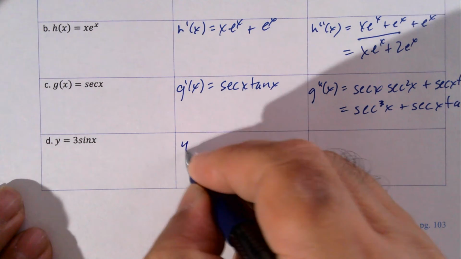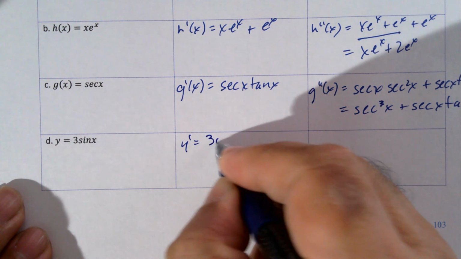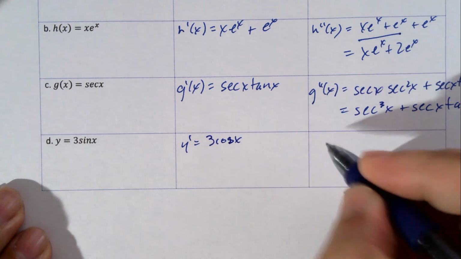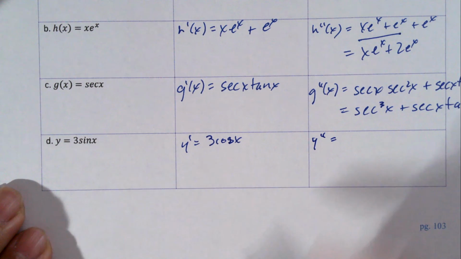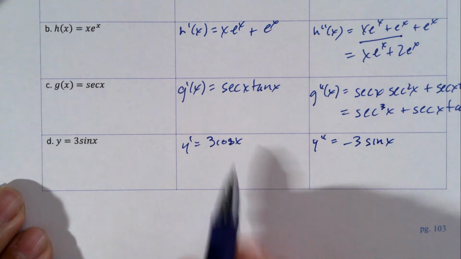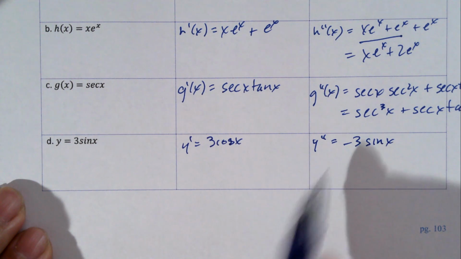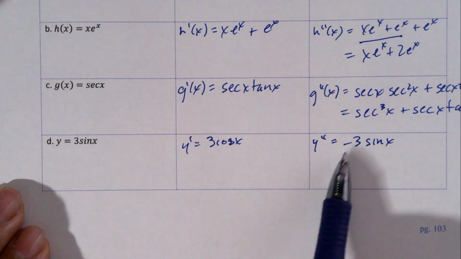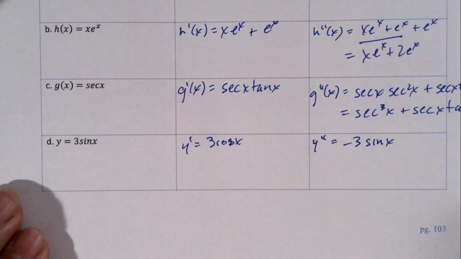All right. And D. So y prime is 3 cosine x. And then y double prime, it changes signs. Cosine to sine. Right? The derivative of cosine is negative sine. That's where that negative sign comes from. All right? That's it. That's all we did in class today.